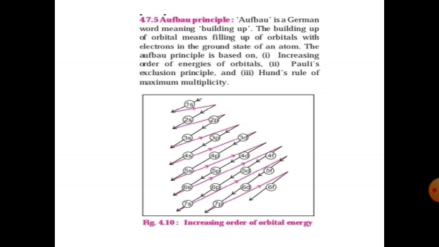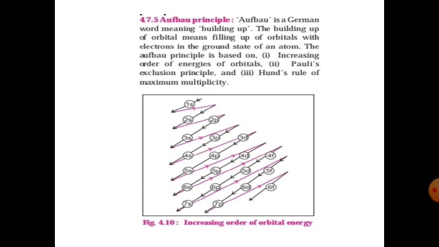Aufbau is a German word meaning building up. The building up of orbitals means filling up of orbitals with electrons in the ground state of an atom. The Aufbau principle is based on, first, the increasing order of energies of orbitals, second, Pauli's exclusion principle, and third, Hund's rule of maximum multiplicity. So Pauli's exclusion principle, Hund's rule of maximum multiplicity and the Aufbau principle are the basic rules for writing the electronic configuration.